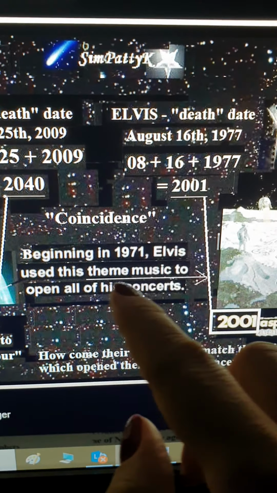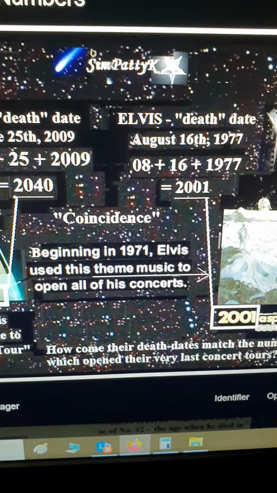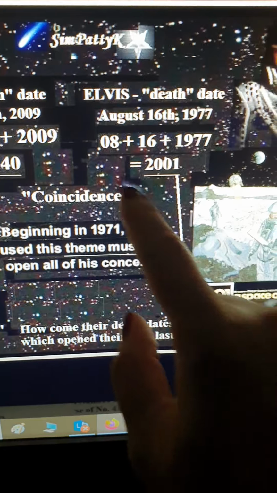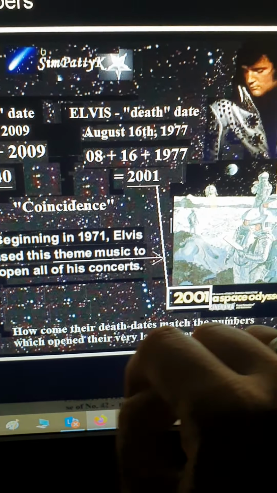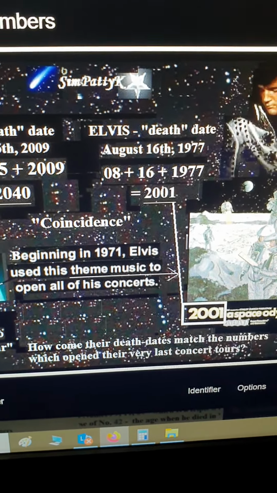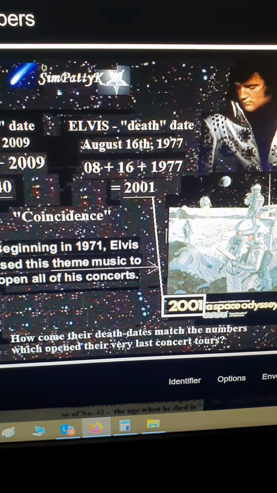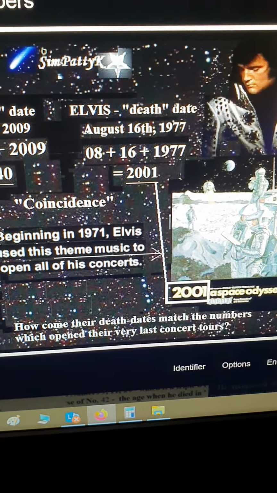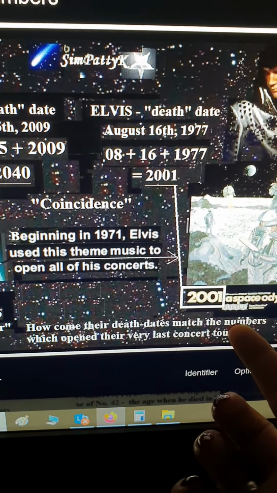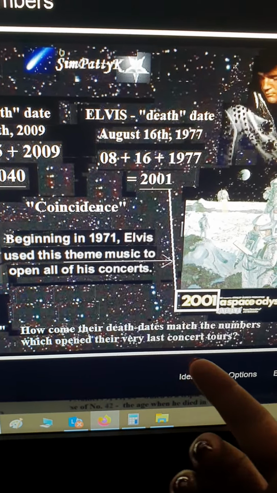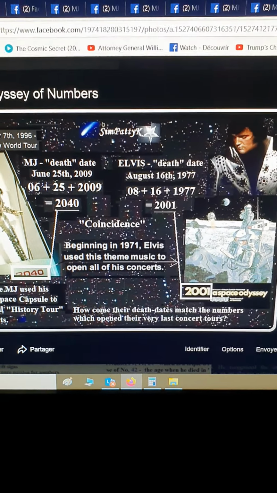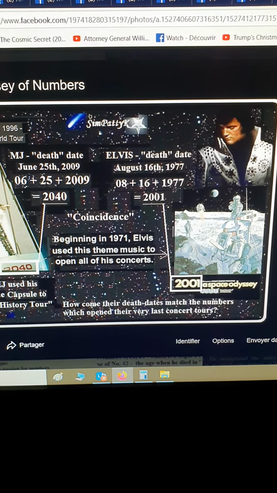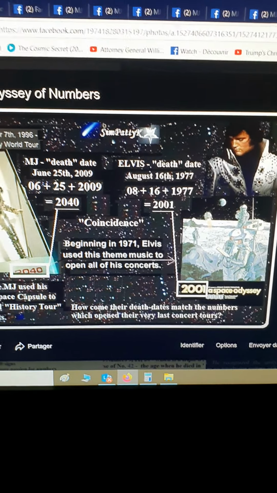Beginning in 1971, Elvis used this music theme to open all of his concerts. So he died in 77, allegedly, and starting in 1971, he basically planned all this ever since then. How come their death dates match the numbers which opened their very last concert tours? Isn't this crazy? How can this be unless it was planned? It's beyond me.